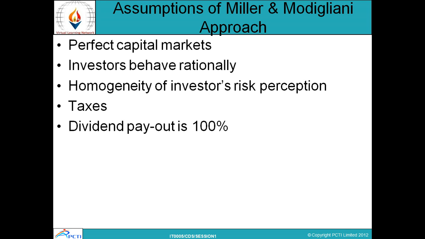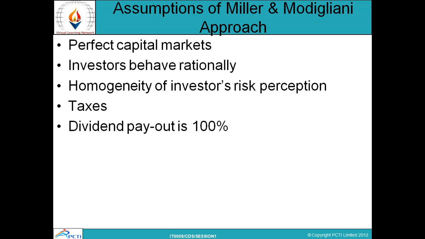The second assumption is that investors behave rationally. They choose the combination of risk and return which is the most advantageous to them. They assume that investors have chosen risk and return, always in favor of the investor, which may practically not be possible.